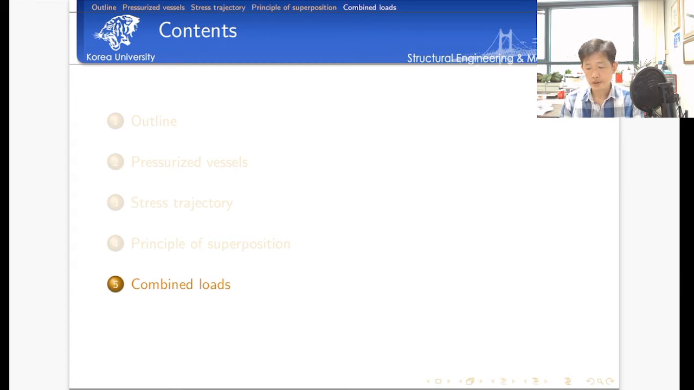Now let's talk about how we apply the principle of superposition to combined loads. What we want to do is so simple. For example, let's imagine that we have a structural system subjected to a concentrated load, a concentrated moment, and distributed loads. So we have a very complicated situation, and then we even have an axial force too. Okay, so let's consider this problem.